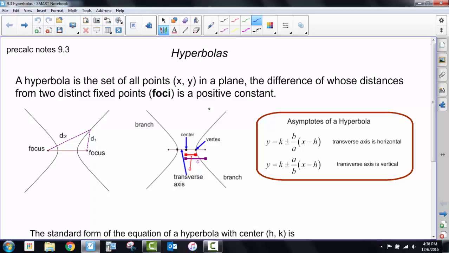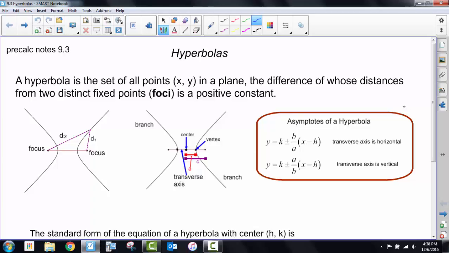First of all, the definition of a hyperbola is the set of all points in a plane where the difference of whose distances from two distinct fixed points, called the foci, is a positive constant. I find that definition a little bit difficult to grasp at times, but what we're talking about is that when you see these D1 and D2 values, the difference between them is constant. Again, kind of hard to grasp, but we're going to show you some ways to graph without having to worry too much about that particular definition.